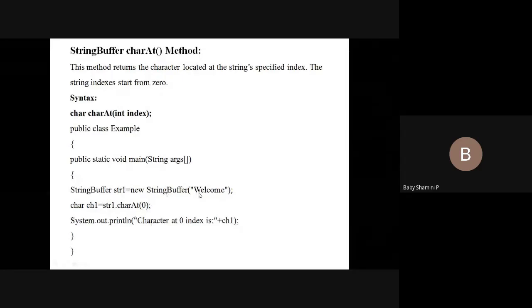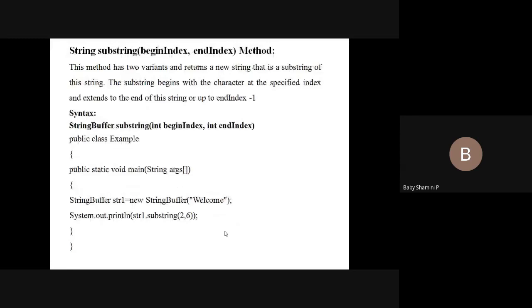So in charAt of 0, meaning the 0th position, we have W. So it will print the output as W. Next, substring: we have to give a starting index and an ending index. It finds a substring from the original string. So these are the string buffer concepts.